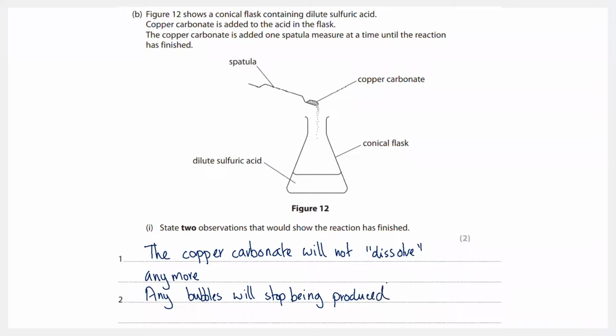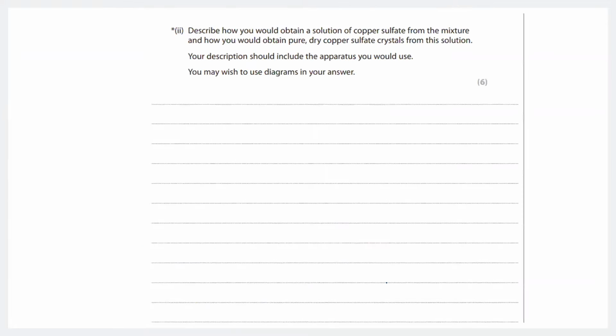Yeah, sometimes that's called being in excess, doing that. Describe how you would obtain a solution of copper sulfate from the mixture and how you would obtain pure, dry copper sulfate crystals from the solution. Your description should include the apparatus you would use. You may wish to use diagrams.